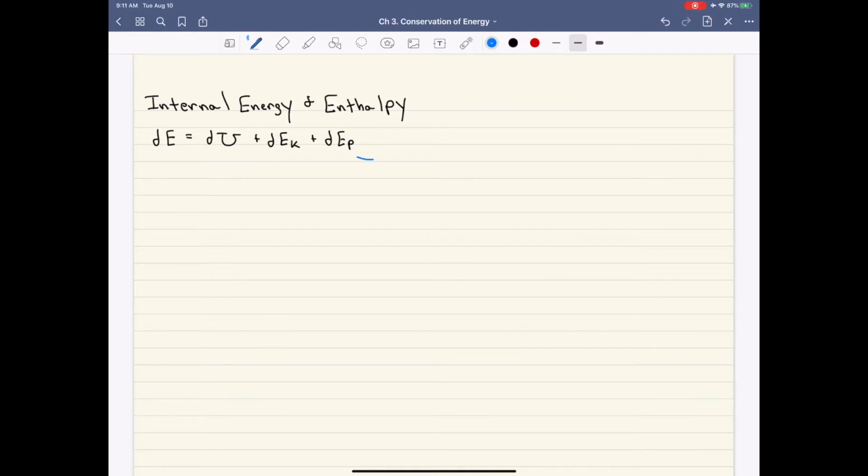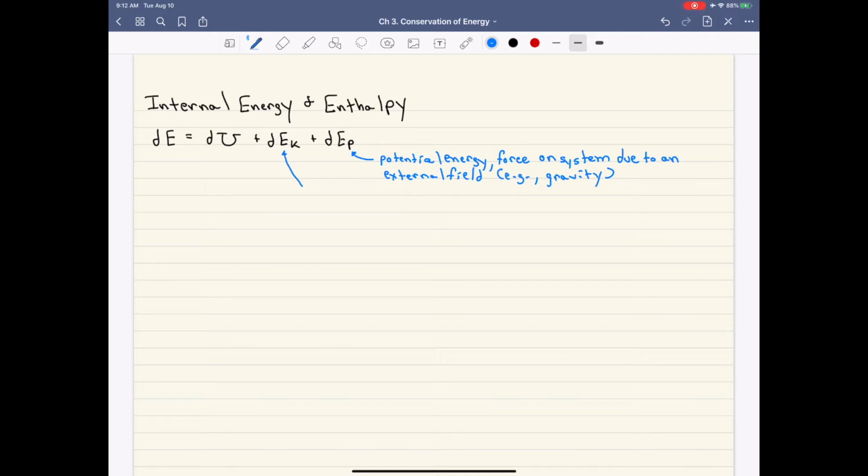To define what these three things are on the right-hand side, I'll start at the end. This dEp is known as the change in potential energy of our system. By potential energy, we talk about the influence of any force on our system due to an external field. One easy example of that external field is gravity, so potential energy would most likely be talking about the effect of gravity on the energy in our system.